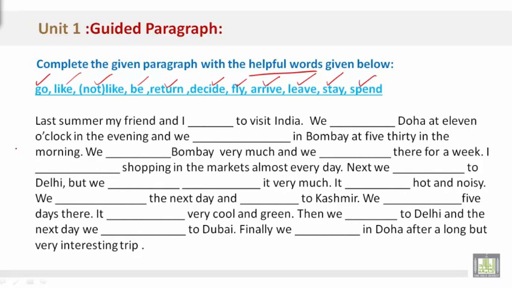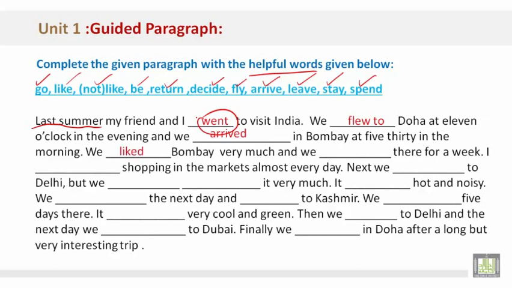Last summer, my friend and I went to visit India. Went is a verb. Now, why did you use went? Well, last summer is in the past, so you also need a verb that is in the past. Next sentence. We flew to Doha at 11 o'clock in the evening, and we arrived in Bombay at 5:30 in the morning.